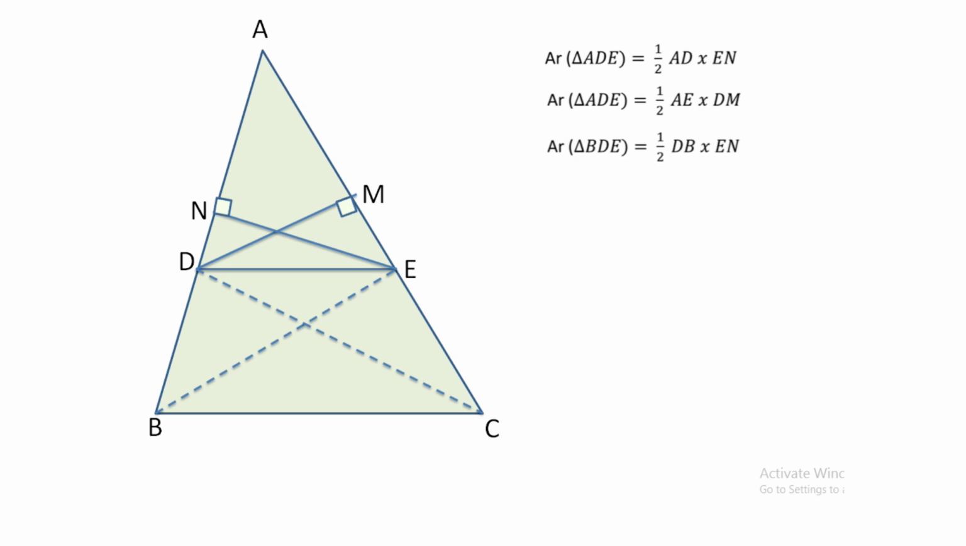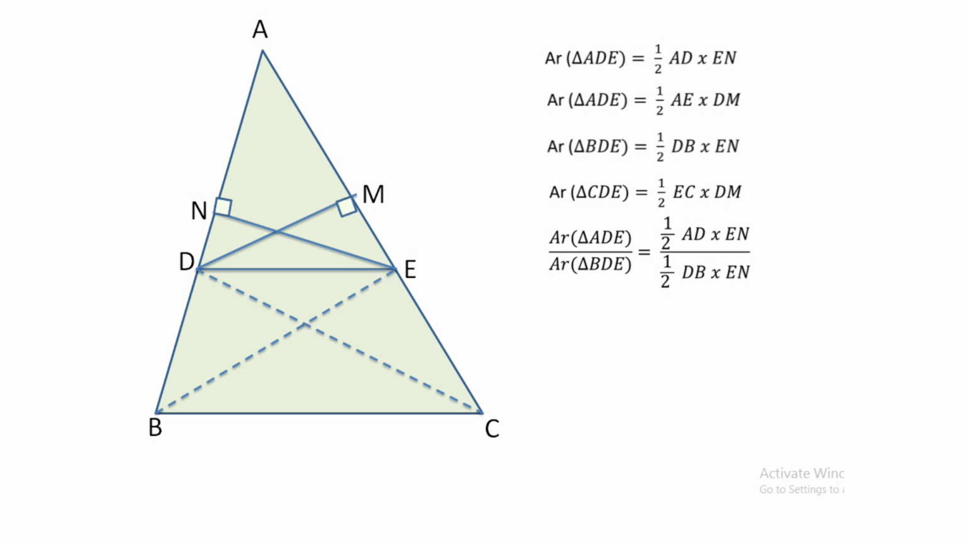So the area of triangle CDE is going to be half times the base, which is EC, times the height, which is DM. How about taking the area of the triangle on top, ADE, and the triangle at the bottom, BDE? If we take the ratio of the areas of both the triangles ADE and BDE, what we get is something like this. I've just taken the first equation over the third equation.